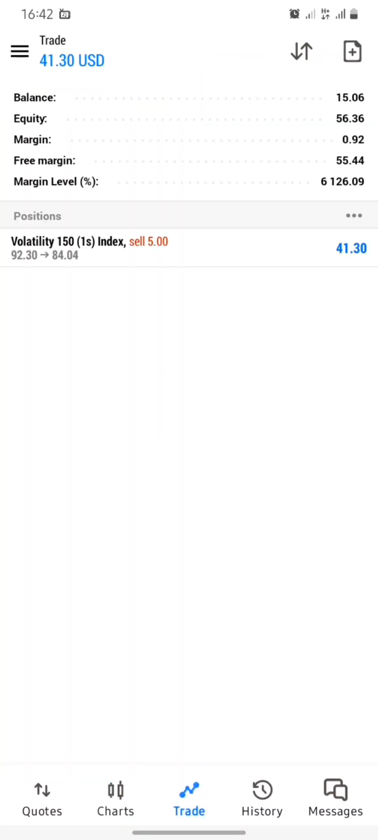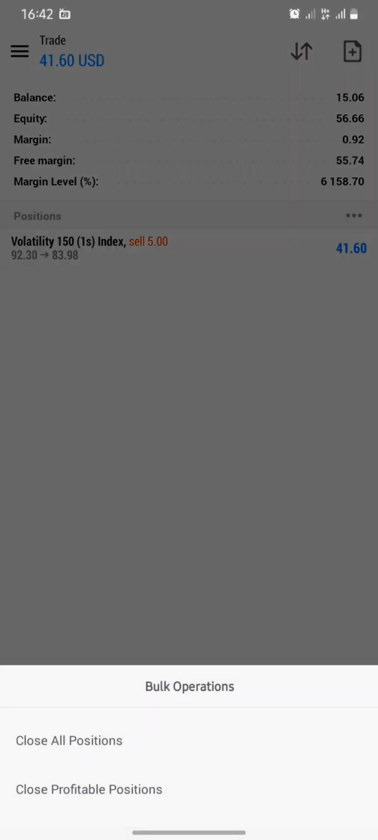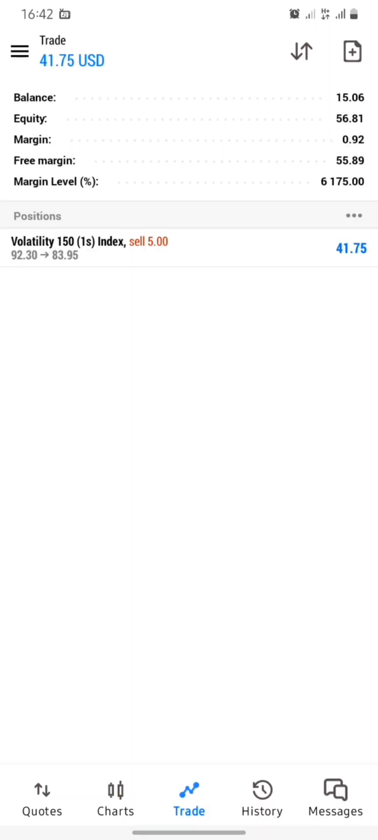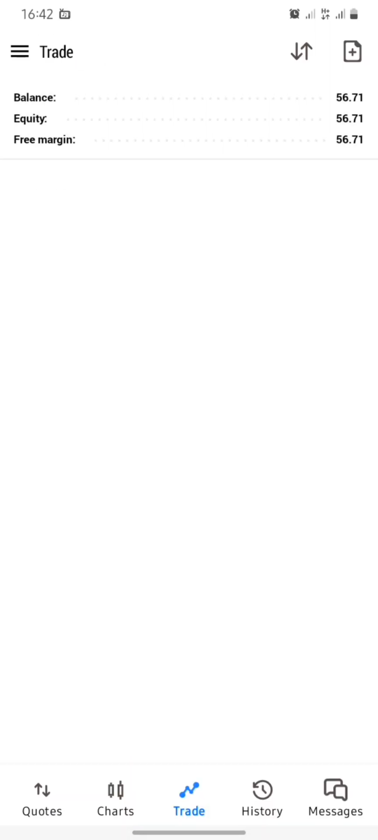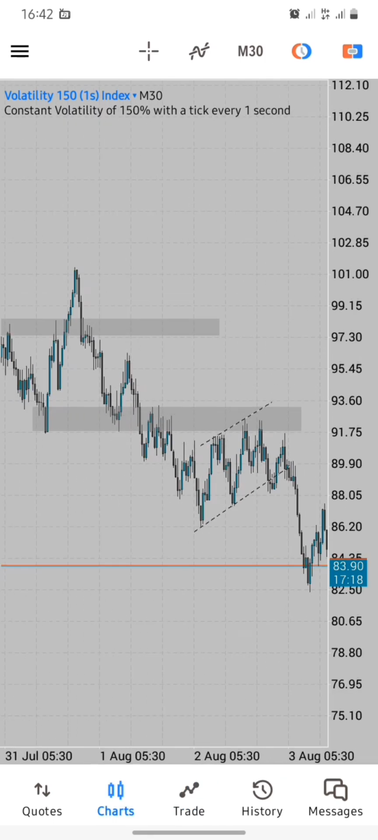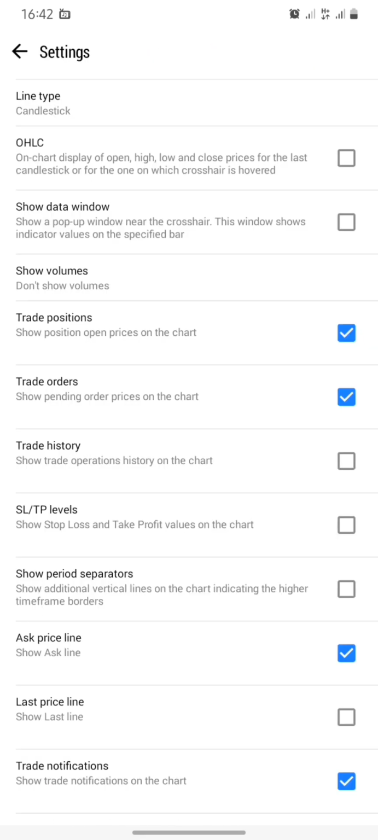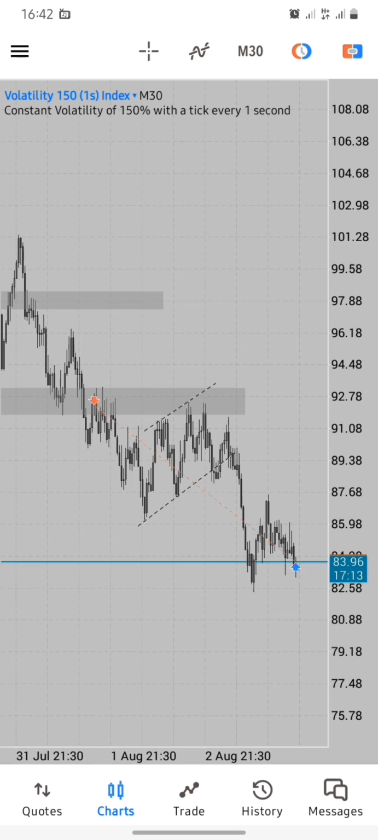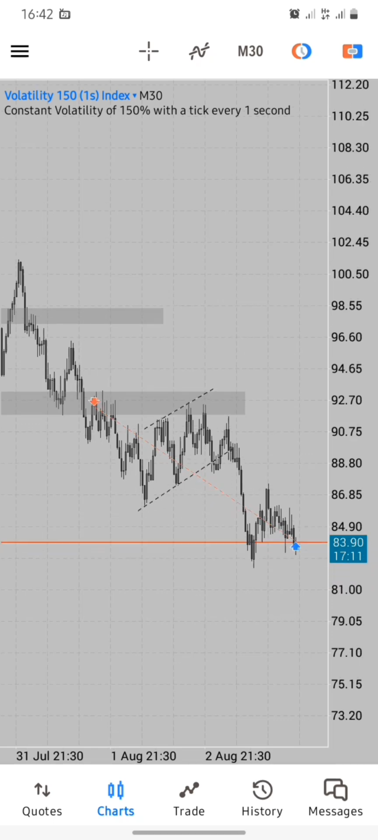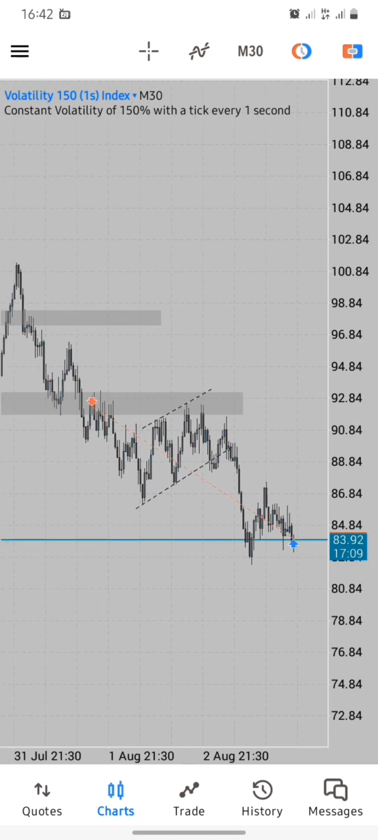Let's see how we can raise this $15 to, let's say, about $300. Okay, let's go. Well, I just closed my markets. Let's look at the market structure to give a good explanation.